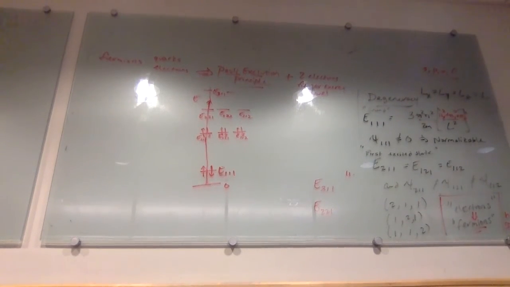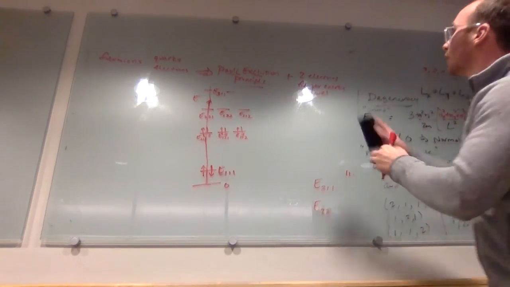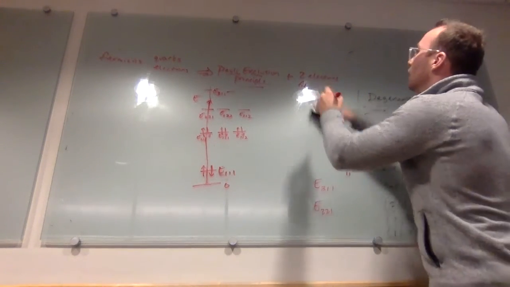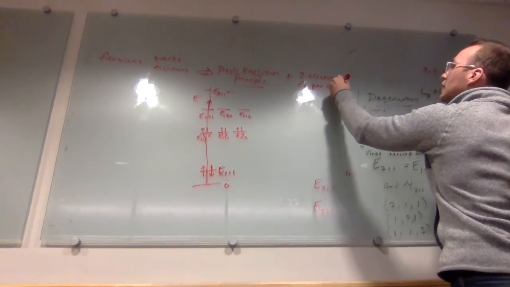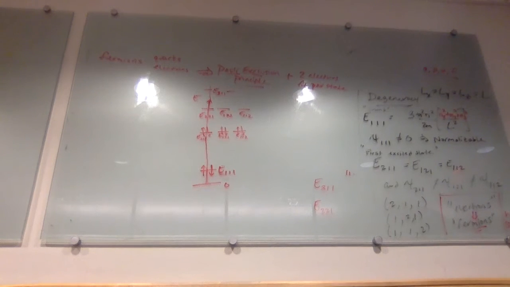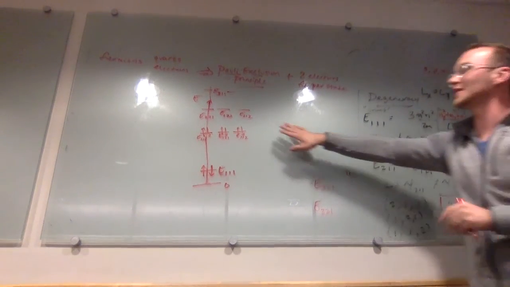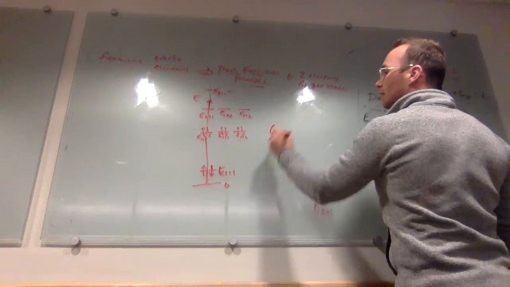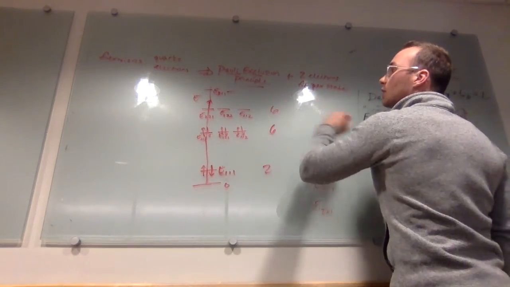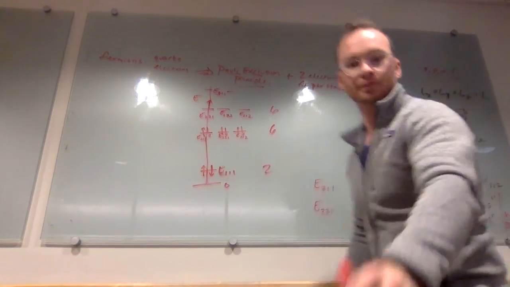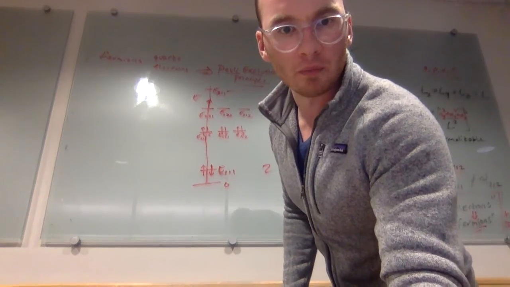Not in each energy level, so I shouldn't say energy level. Per state. Sorry, this is a nightmare. Okay, 2 electrons fit per state. Therefore, 6 are in this energy level. 2 are in here. 6 are going to be in here. There's some more.